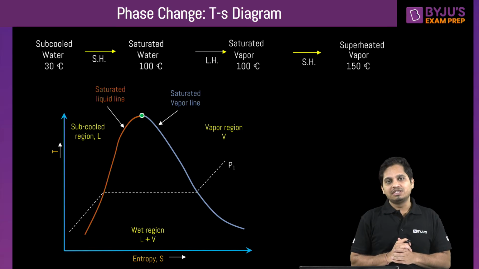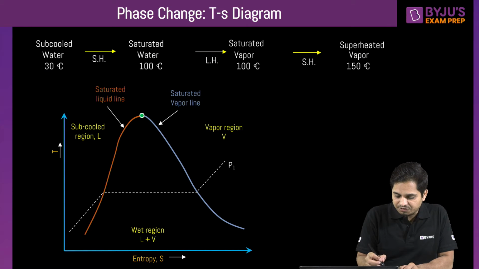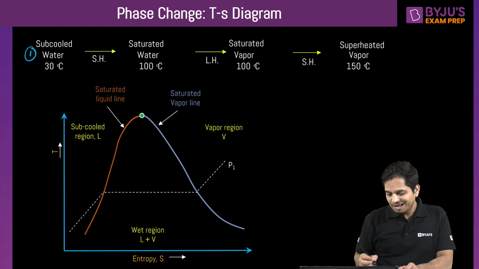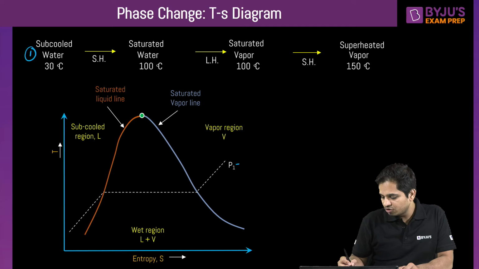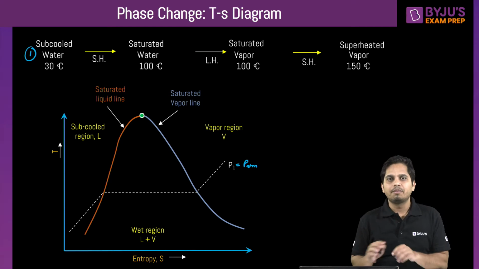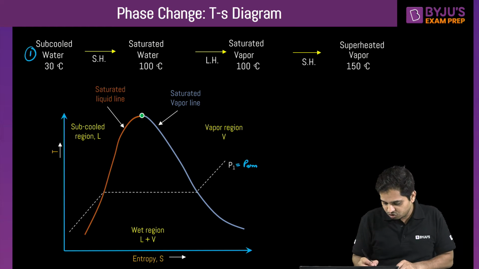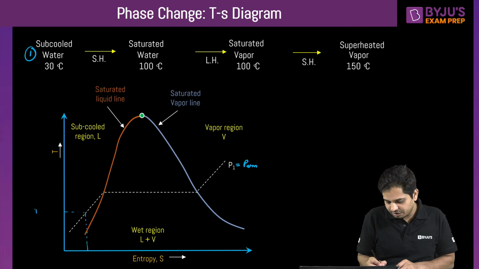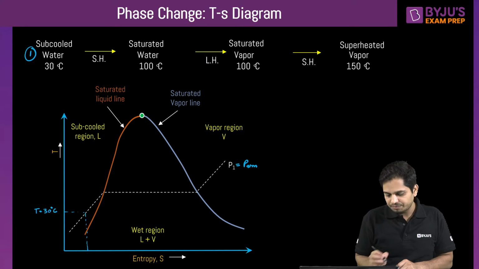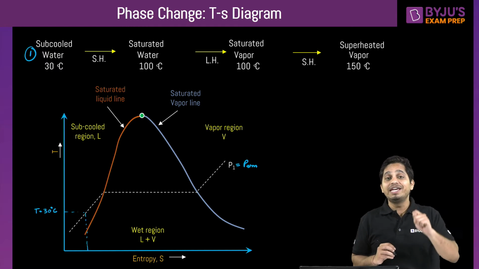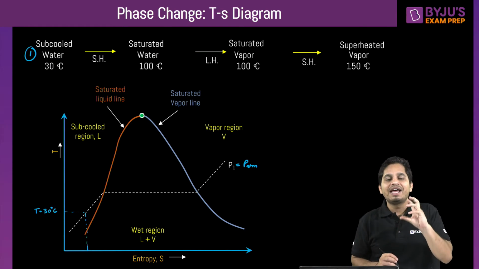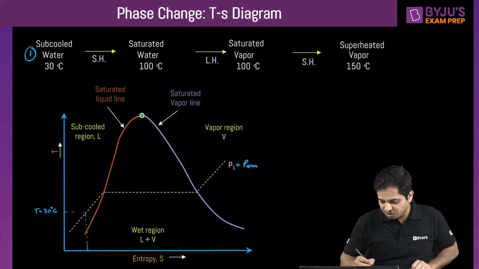Now we all know the TS and PV diagram of phase change, isn't it? This is how a TS and PV diagram looks like. So this is our first condition. And I can say on a TS diagram, this curve is at constant pressure. P1 is equal to P atmospheric. Temperature is 30 degrees Celsius. Now what I am doing? I am giving heat. I have water at 30 degrees Celsius and I am giving heat, so its temperature is going to increase.